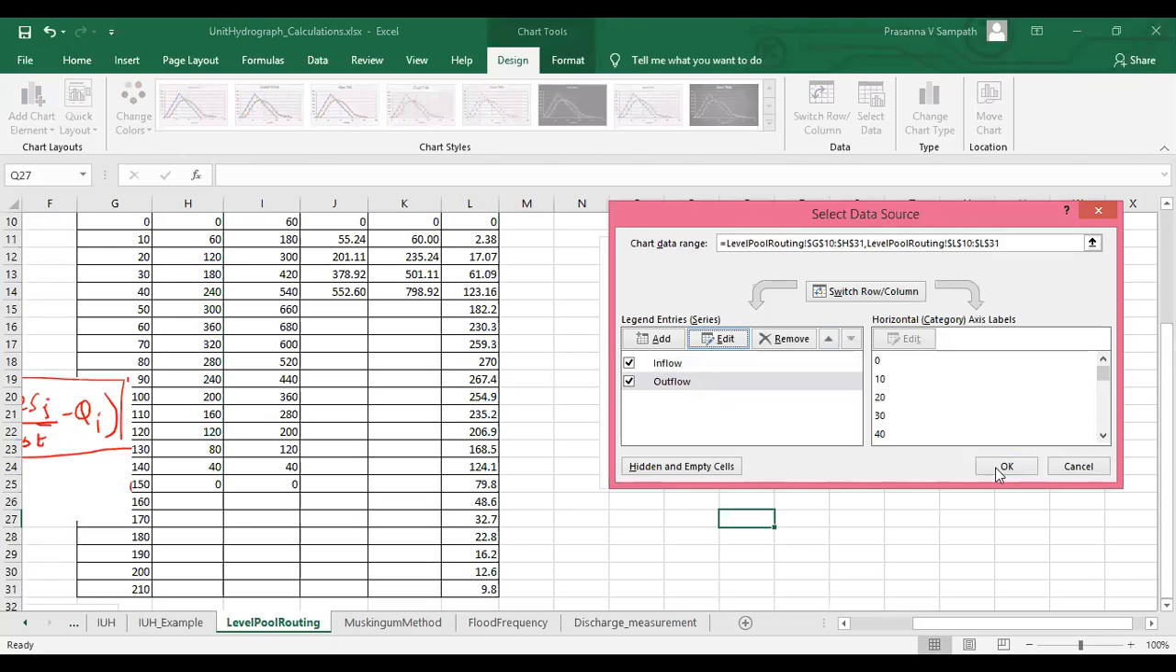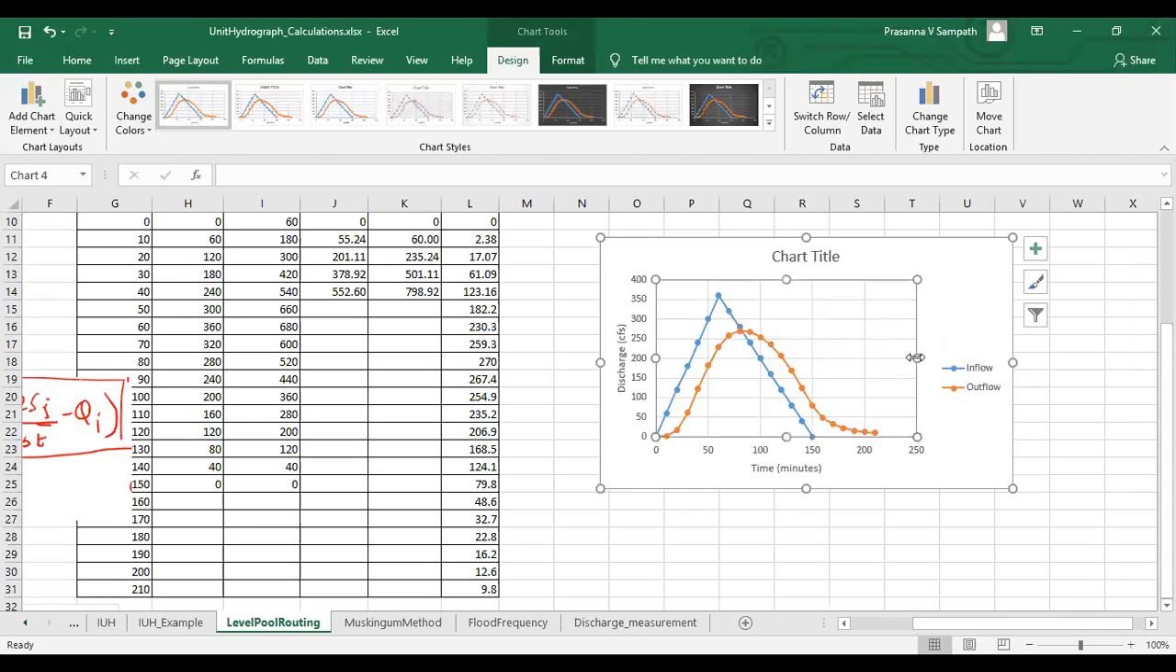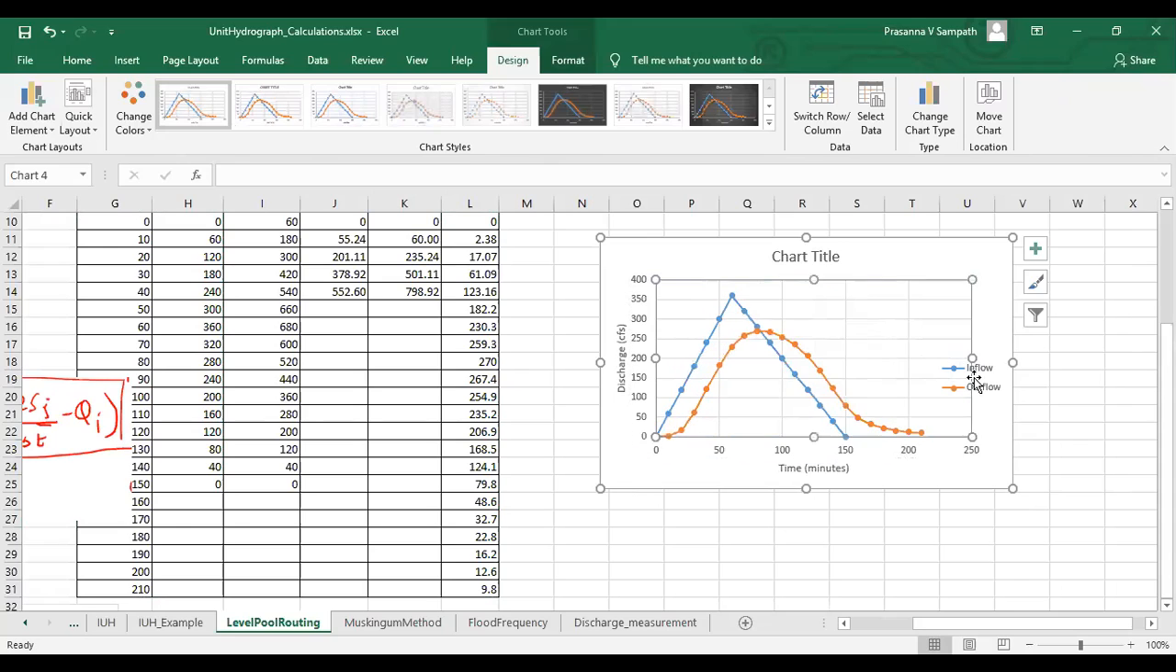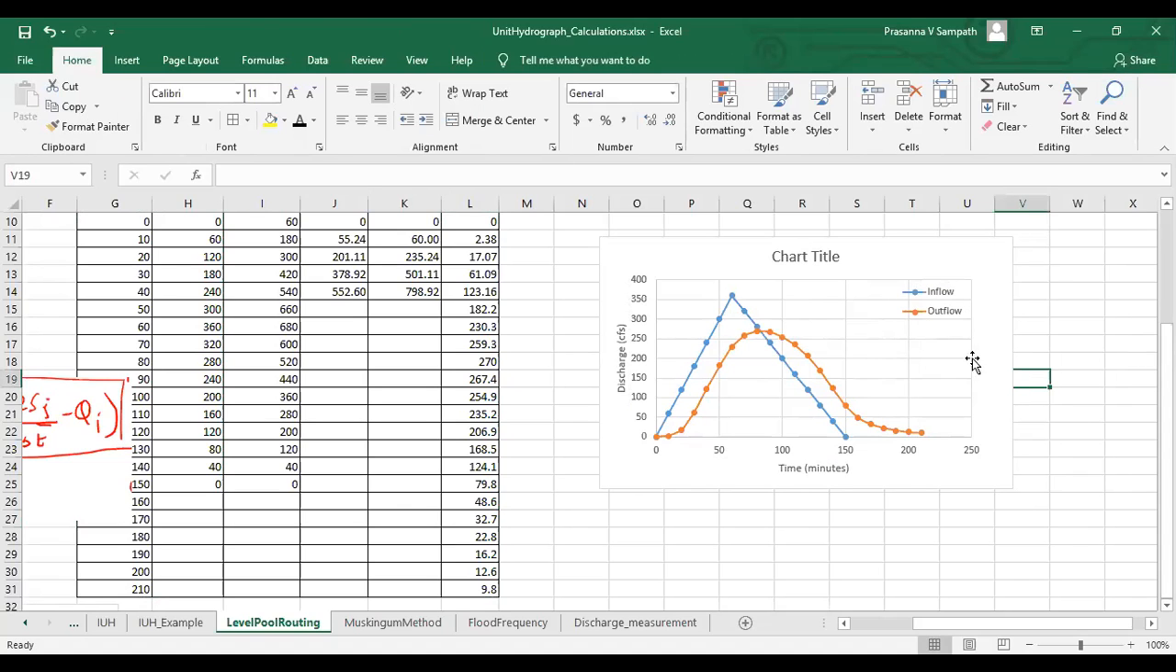I hope you're all familiar with using Excel and so on, right? Okay, so now this is an acceptable graph. Please make sure that whenever you produce a graph, you have the x-axis and the y-axis labeled, and if you have more than one plot on the graph, then you should have a legend which says what the different colors or the different symbols mean, right? So here I have inflow and outflow.